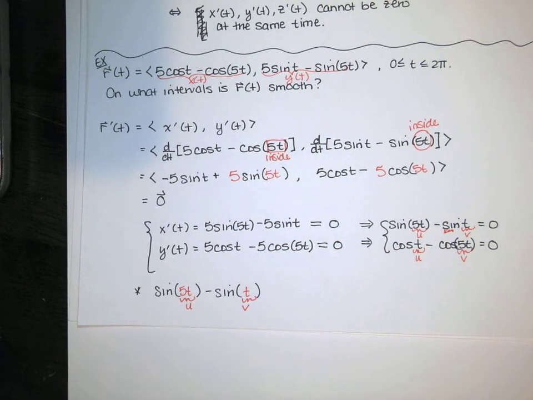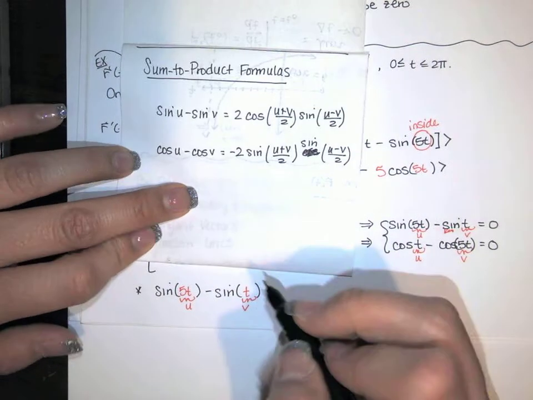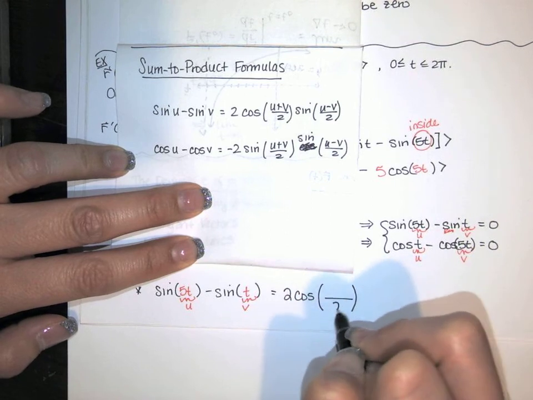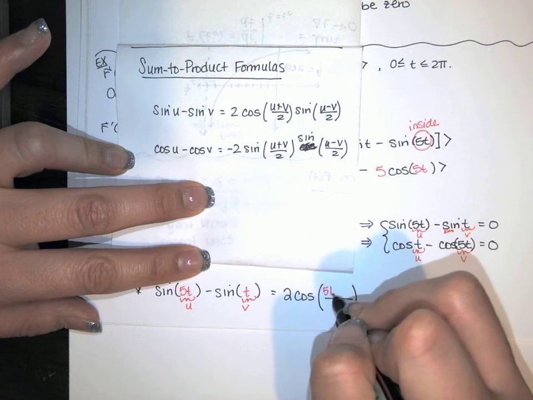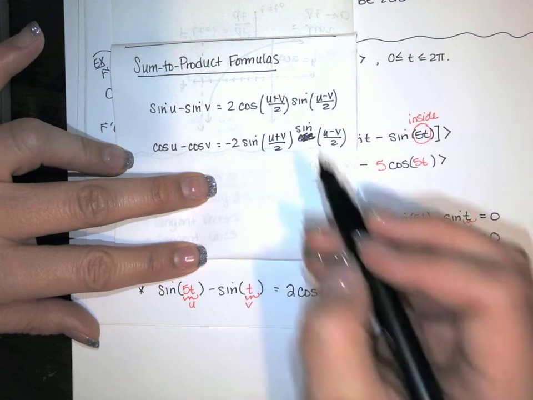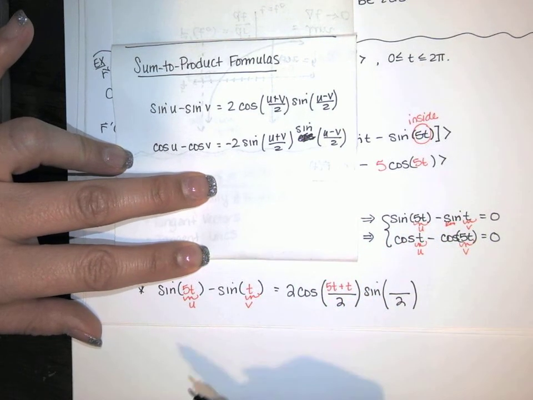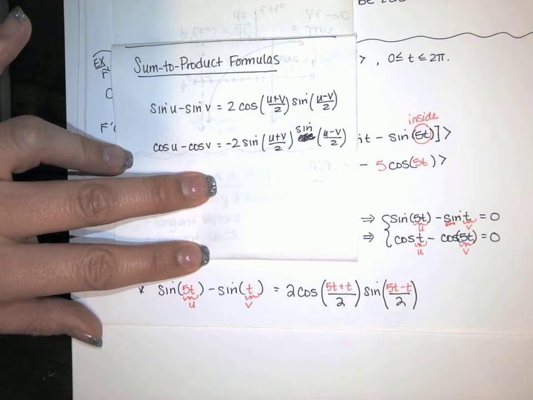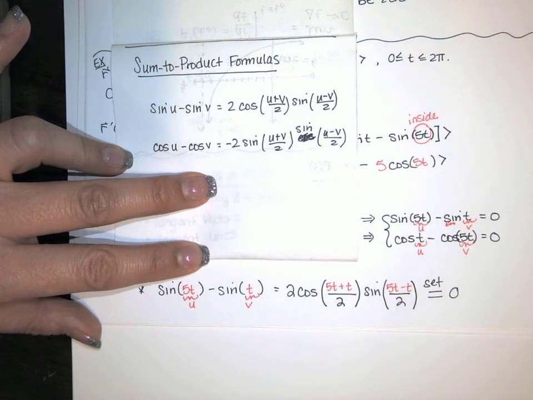I'm folding the piece of paper so that we can see it on the screen. Okay, so I've got this right here. According to the identity, I get 2 times cosine of the sum of the two angles divided by 2. So I've got 5t plus t up here. And then next to it, multiplying it, I've got sine of the difference of the two angles divided by 2. So I've got 5t minus t there. And of course we can simplify those and then set them equal to 0 and then solve for the possible values of t.